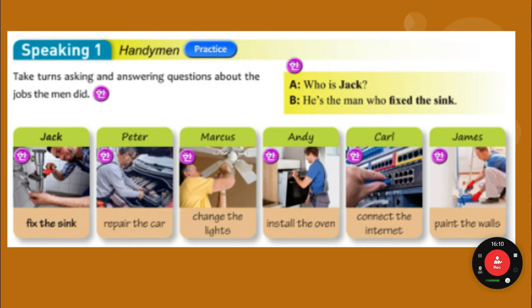Now notice all this is in the past tense. It's something that already happened. Painted, connected, installed, changed, repaired, and fixed.